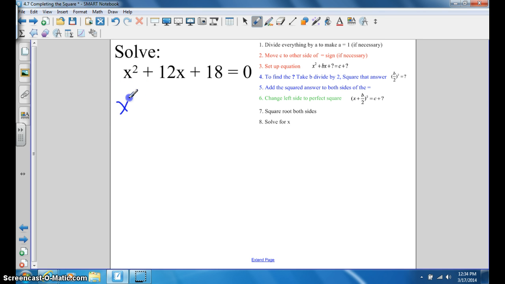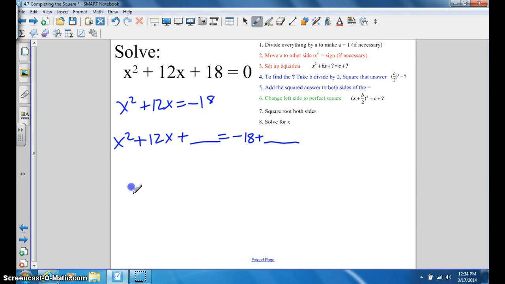Our first step is to get all of the x's on a side by themselves. To do that, we have to subtract 18 from each side. Now, set up our equation. So we're getting plus something equals negative 18 plus something.